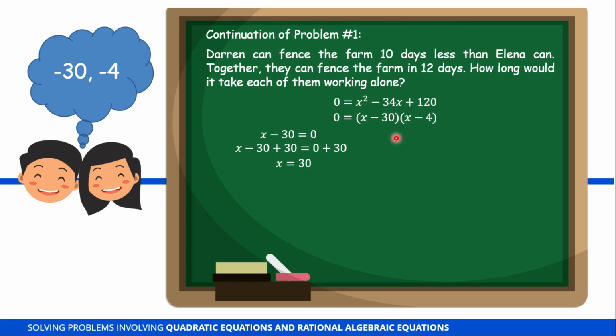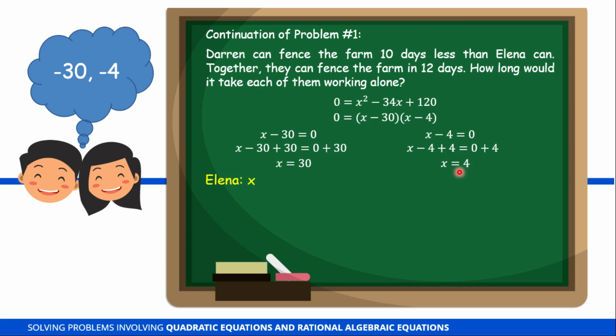Tignan muna natin yung pangalawang value ng x. Kuhanin natin yung x minus 4 is equal to 0. Mag-add tayo both sides ng positive 4. X na lamang ang maiiwan sa left side. And then sa kabilang side, we have 0 plus 4, that is 4. Parehong positive yung nakuha nating value ng x. So, tignan natin kung alin dyan yung mas applicable gamitin para sa ating problem.